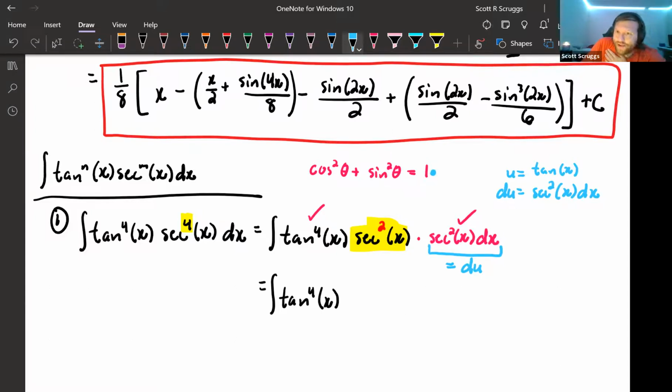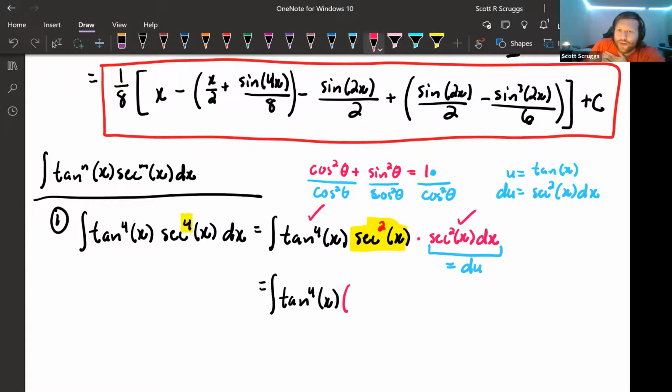To remember that, y'all, if you divided everything by cosine squared, you would get the identity that Patricia mentioned. The cosines will cancel out, giving me a 1. Sine over cosine will give me a tangent. So there's the 1 plus tangent squared. And then on the right-hand side, I'll get 1 over cosine squared, which is secant squared.